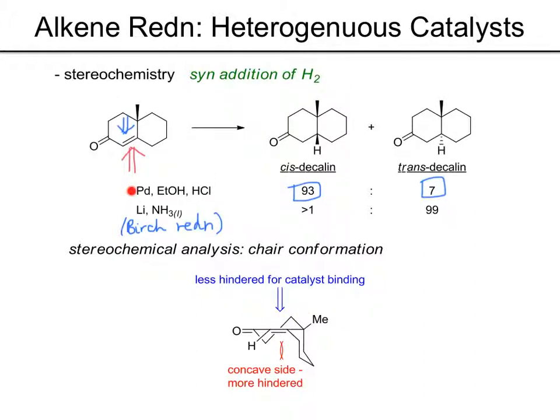Now palladium is rather large, and so it's going to favor the less hindered side to bind to the alkene, and so the hydrogen is delivered from the less hindered side.